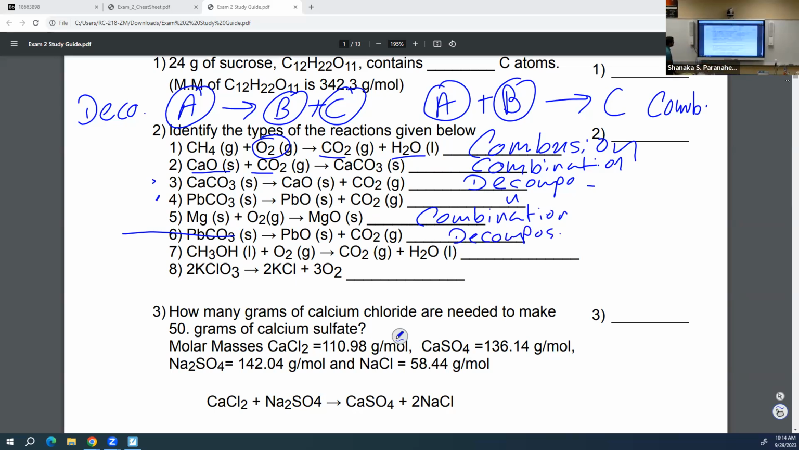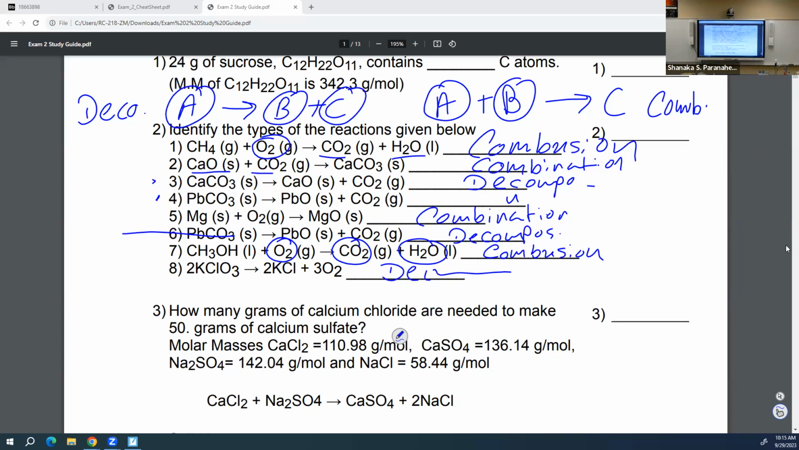Next one, combustion reaction. So in a combustion reaction, we need all three. Otherwise, it's not going to be combustion. So this is going to be combustion. And last one, decomposition. Yes. Okay. 7.5 in the exam. So you will get 3 questions.